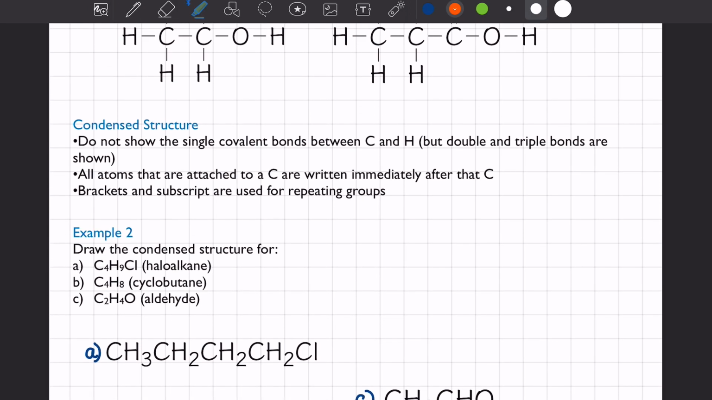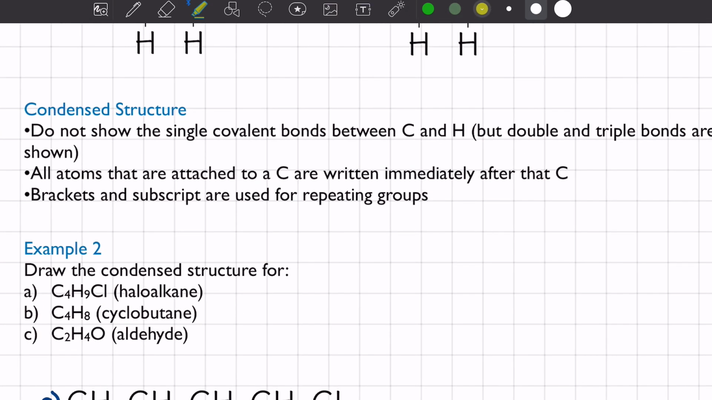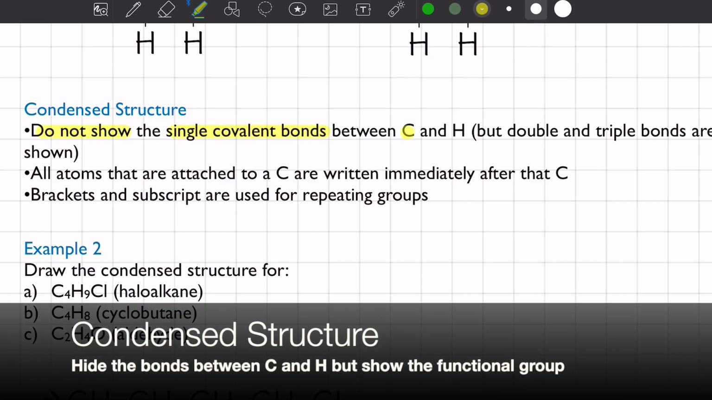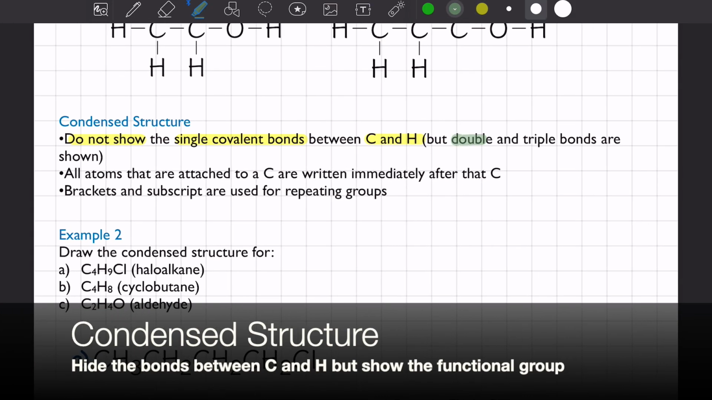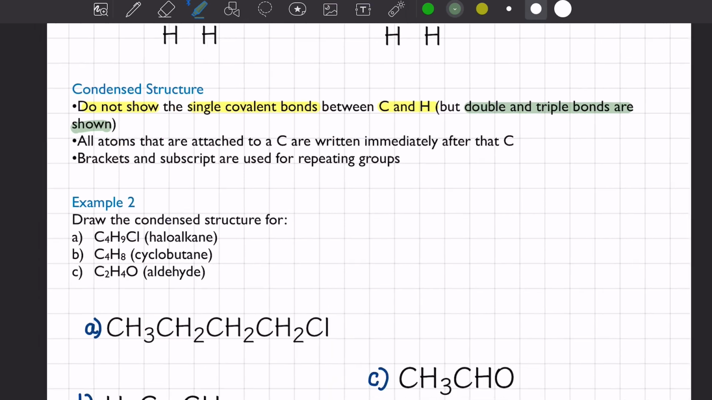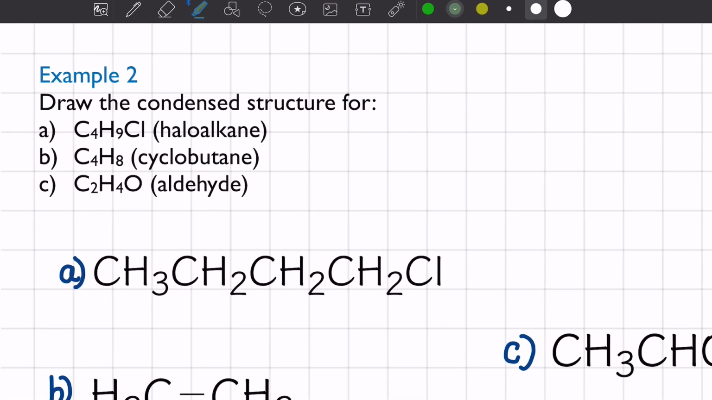Next is condensed structure. Kalau expanded, kita tunjuk semua bond yang ada. Kalau condensed, we do not show the single covalent bond between C and H. Tetapi, kita akan tunjuk double and triple bond. Okay. So, contoh. Cuba tengok example 2.